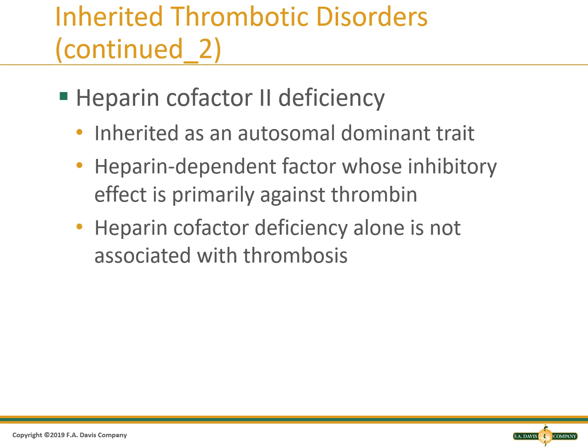Another inherited thrombotic disorder is heparin cofactor 2 deficiency. It's inherited as an autosomal dominant trait. It's a heparin dependent factor whose inhibitory effect is primarily against thrombin. The heparin cofactor deficiency alone is not necessarily associated with thrombosis.